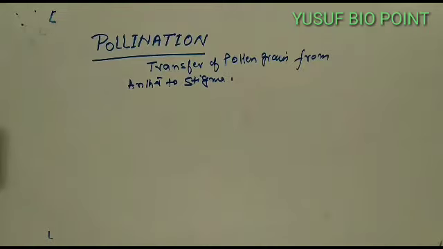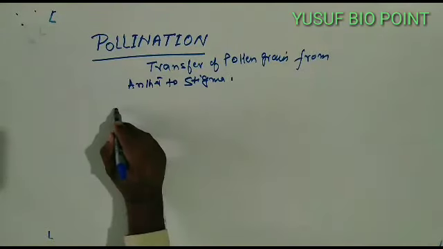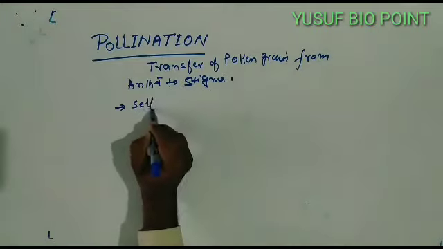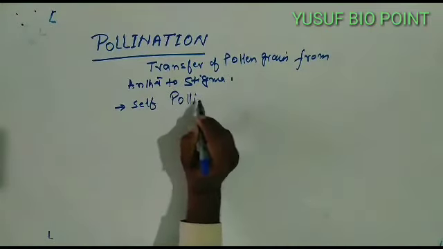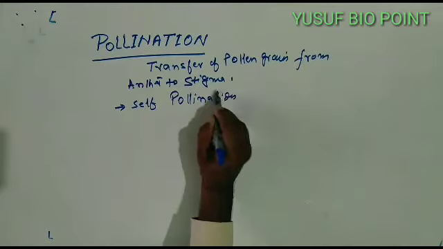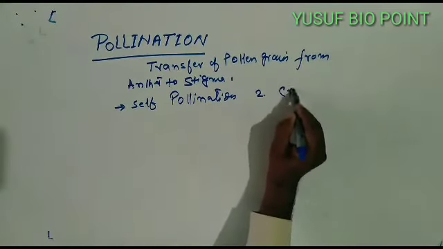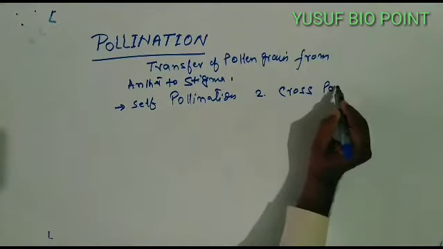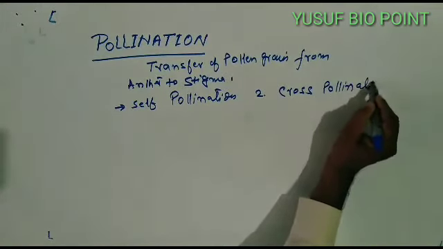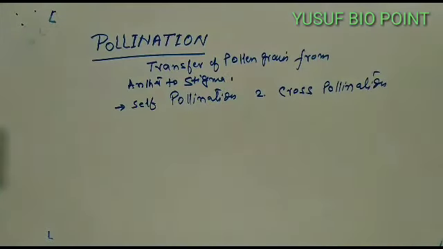And we know that pollination is divided into three types. One is autogamy, next one is geitonogamy, and third one is xenogamy. But auto means self, so conventionally we divide pollination into two. One is self-pollination and the second one is cross-pollination.